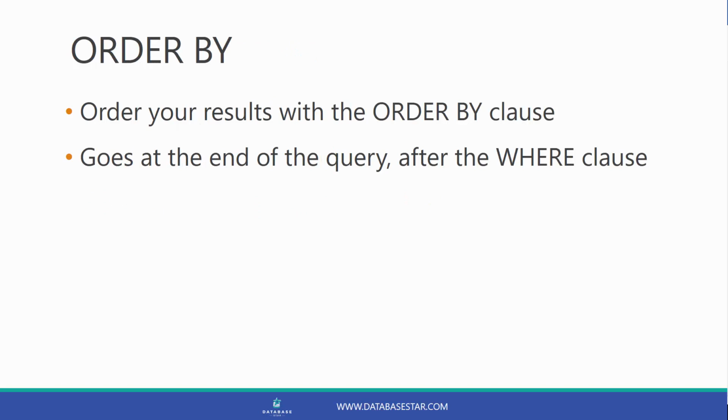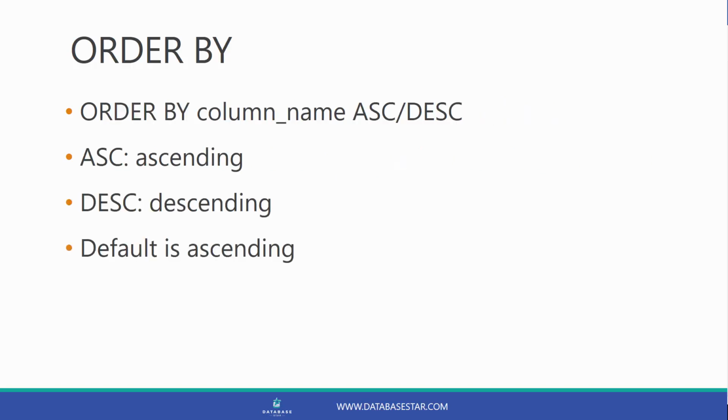You can do that with an order by clause. It lets you specify how you want your results ordered. And this order by clause goes at the end of your query, after the where clause. To write this clause, you write the words order by, and then the column, and then the order that you'd like to sort in, which is either ascending or descending. You write ASC for ascending and DESC for descending. You don't need to specify either ASC or DESC, and if you don't, the default sort order is ascending.